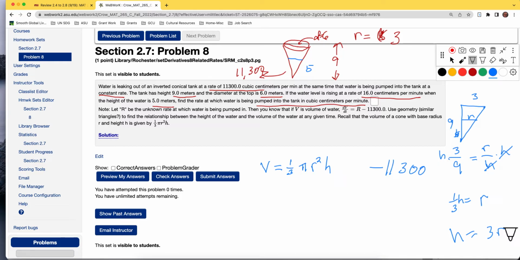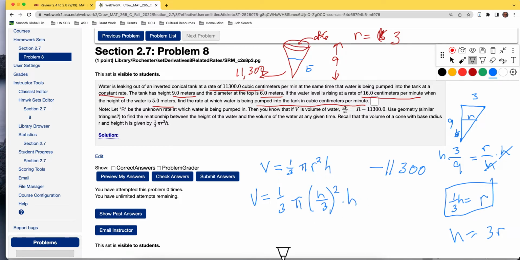Since we know H, we want H in our formula, so we need to solve for R so that we can plug in for R, and it's gone. So we want this one. We're going to plug in for R 1/3 H. So then we get our volume formula: pi times H over 3 squared times H.